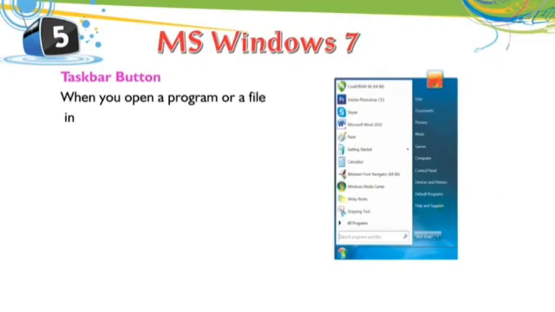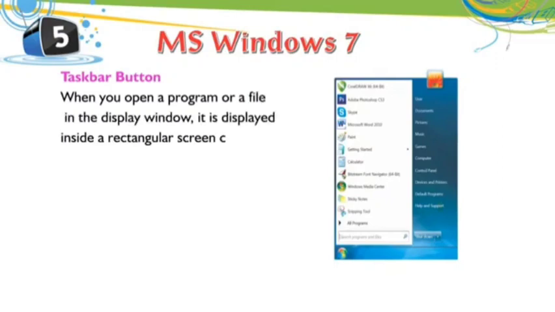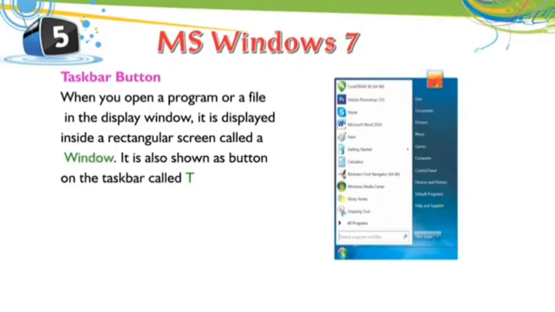Taskbar button. When you open a program or a file, it is displayed inside a rectangular screen called a window. It is also shown as a button on the taskbar called the taskbar button.